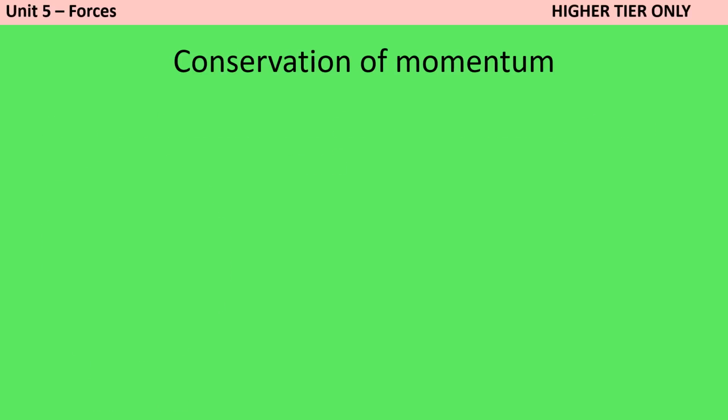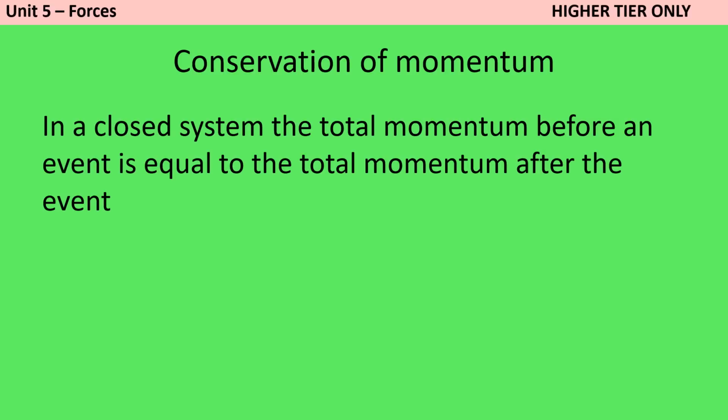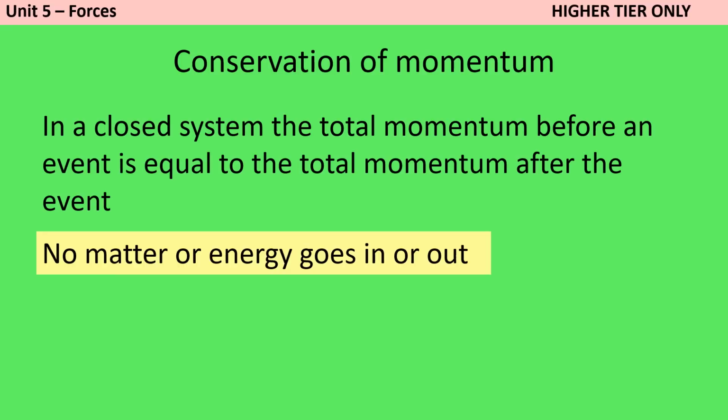In a closed system, momentum is conserved. In other words, the total momentum before an event is the same as after the event. This is true in a closed system, which means that over the course of an event, no matter and no energy gets in or out. We can use this to make predictions about collisions and explosions.